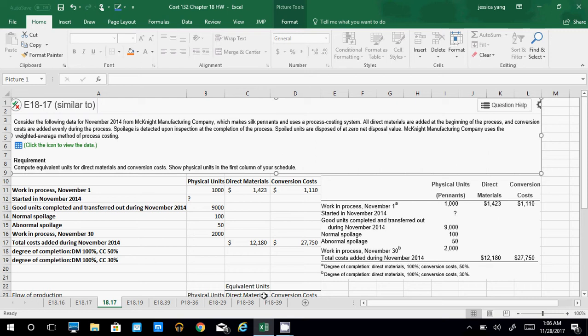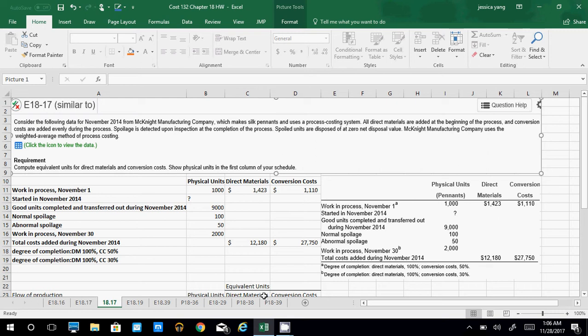All direct materials are added at the beginning of the process, and conversion costs are added evenly during the process. Spoilage is detected upon inspection at the completion of the process. Spoiled units are disposed of at zero net disposal value. McKnight Manufacturing Company uses the weighted average method of process costing. We are required to compute equivalent units for direct materials and conversion costs. Show physical units in the first column of your schedule.